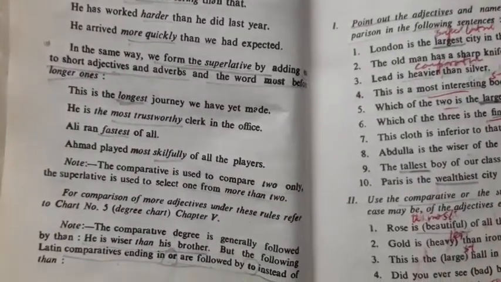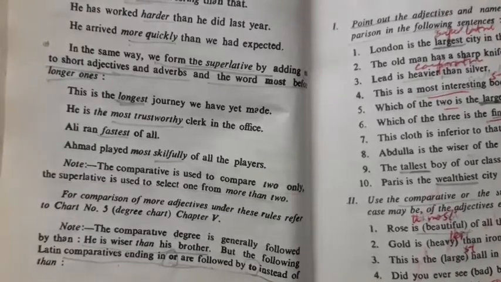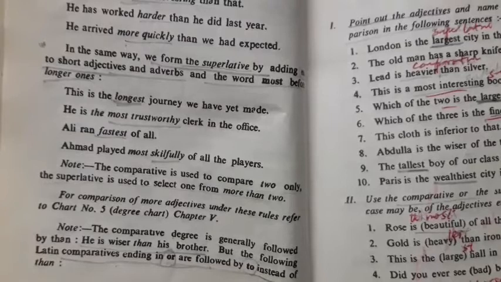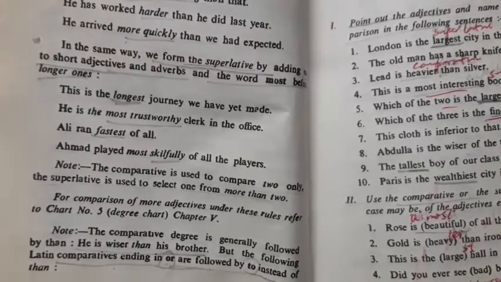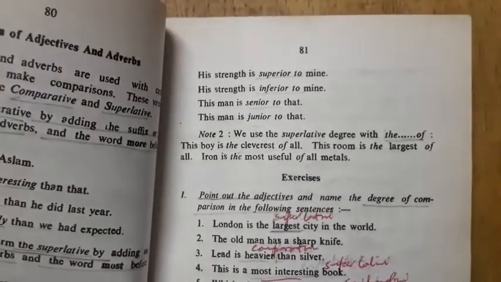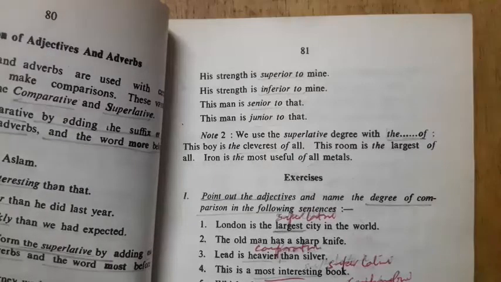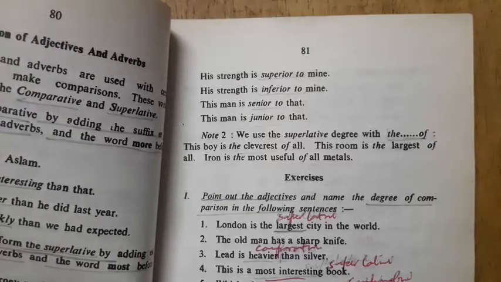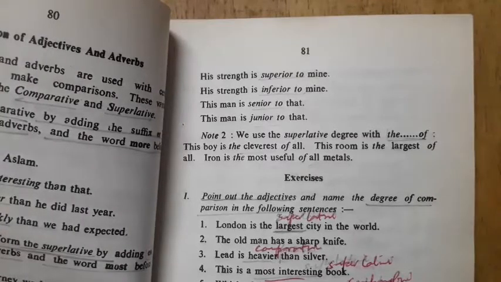And the comparative degree is generally followed by than, like he is wiser than his brother, but sometimes comparatives ending in or are followed by the word to instead of than. Like we have an example here, his strength is superior to mine. Here the word superior ends with or, so we are going to insert to after it, like his strength is inferior to mine. Now come to the exercise.